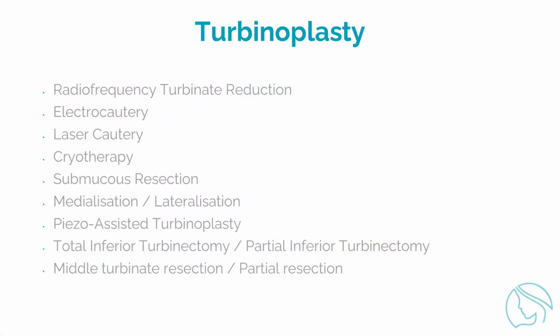When we were talking about the middle turbinate resection, concha bullosa, the main treatment is a partial or a total resection of the middle turbinate. It is safe because the middle turbinate does not contribute as much to nasal breathing as the inferior nasal turbinate. There are different techniques, but the goal is the same: to reduce the size of the mucosa of the whole turbinate, and to lateralize it as much as possible to make the airway bigger.